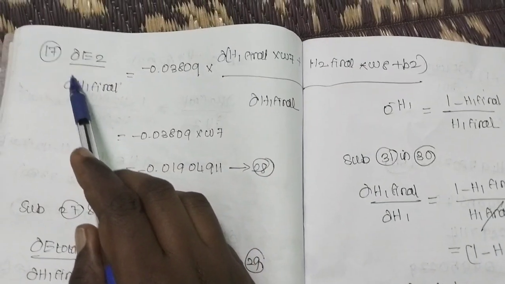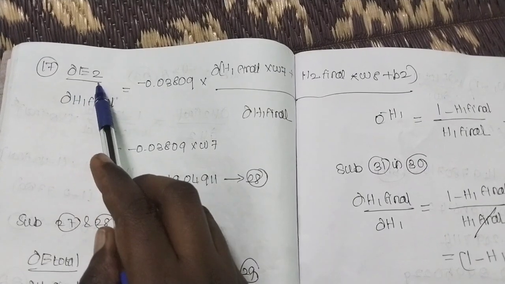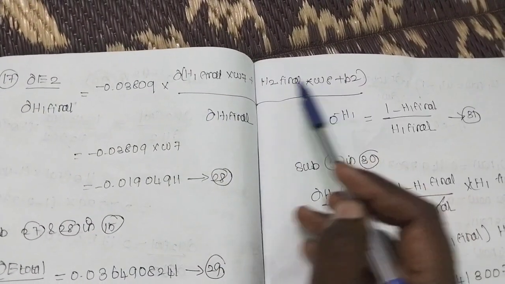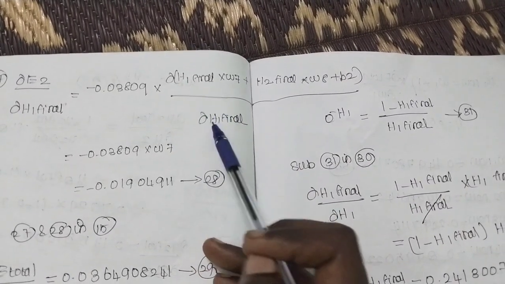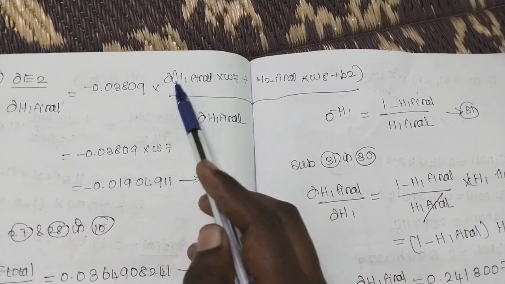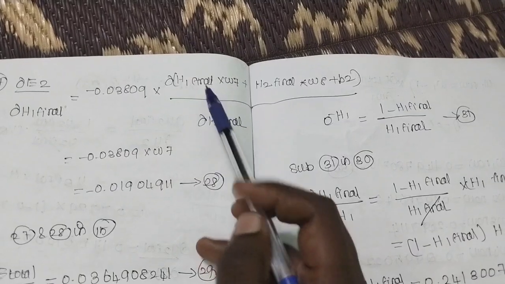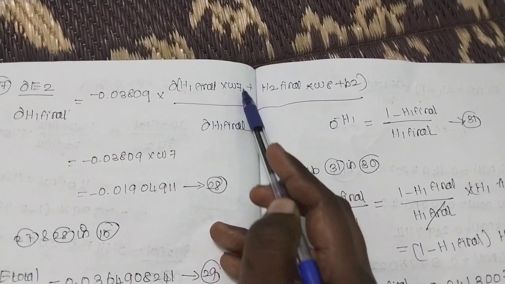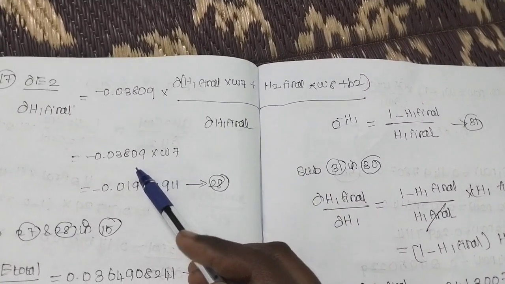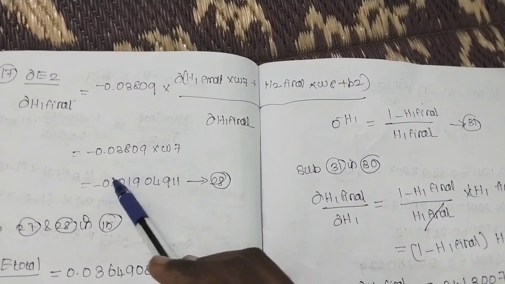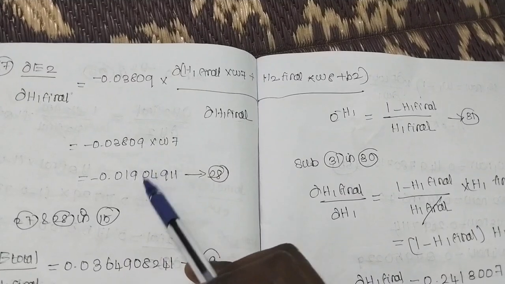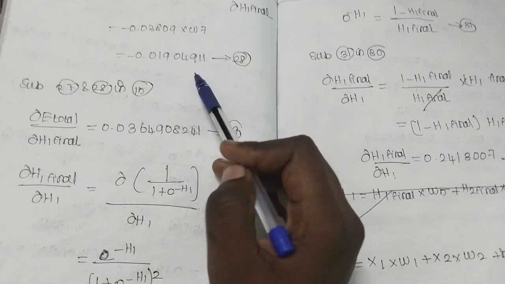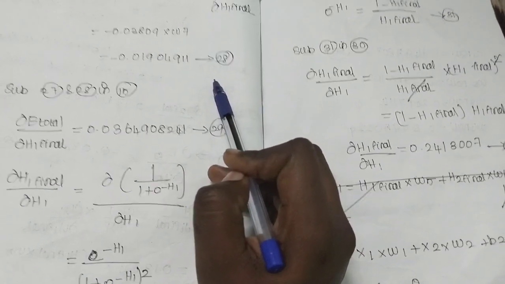I'm writing the 17th equation here, ∂E2 by ∂h1final. You substitute all the values here and partially differentiate, that is ∂ by ∂h1final. Partially differentiate this equation with respect to h1final, you got the value for w7 only. Substitute the value for this. You just multiply this value. You got the value for ∂E2 by ∂h1final. So this is equation number 28.